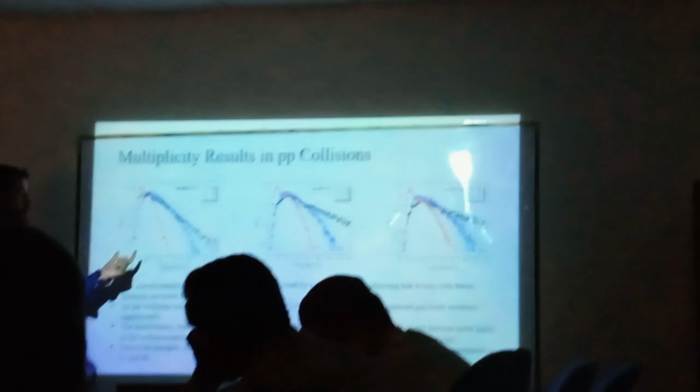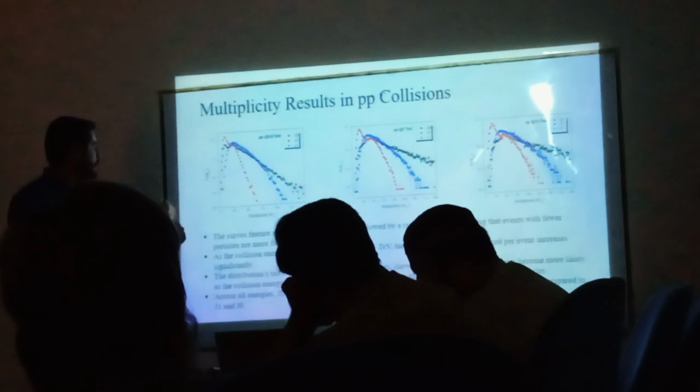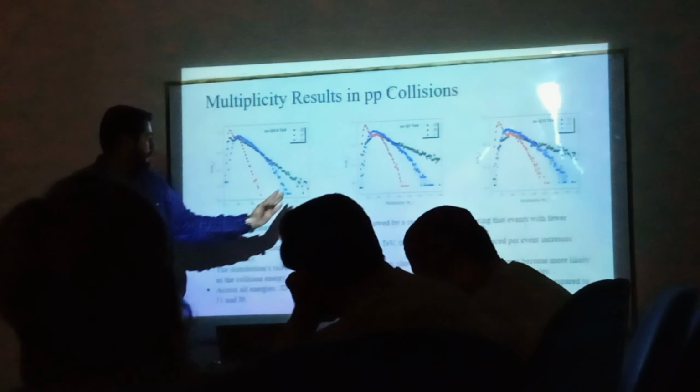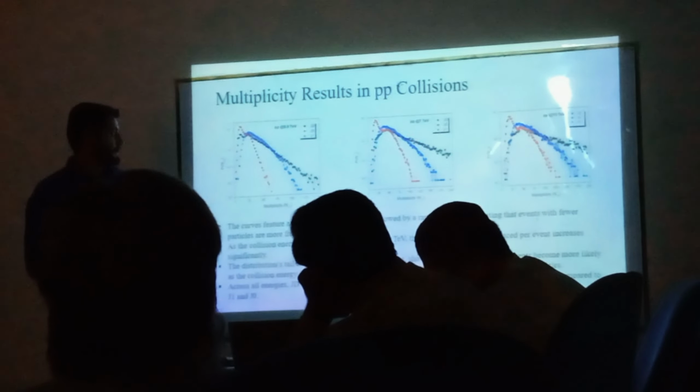But by increasing the amount of energy, we can easily visualize that the peak goes up, meaning that the particle production now increases. Also, by increasing the amount of energy, the tail is distributed further along, meaning that a larger number of particles are produced in the case of multiplicity.